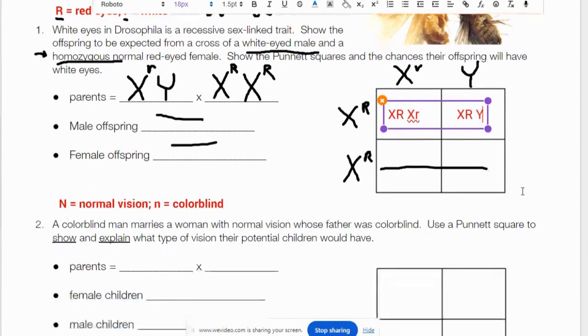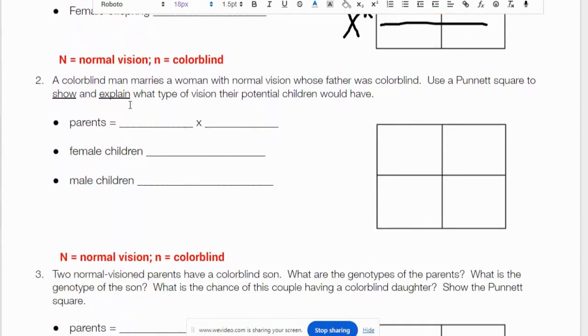All right, the next one is color blindness. A colorblind man marries a woman with normal vision. All right, so we're gonna do this slowly, because this one is actually, I wish you would do this yourself, because it takes a little bit of figuring it out. So a colorblind man, that's pretty easy.